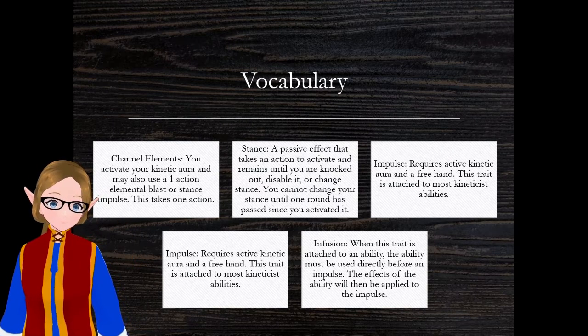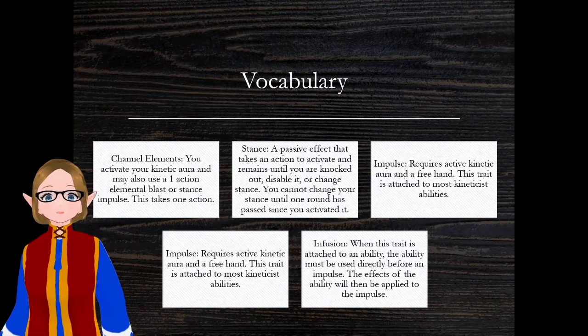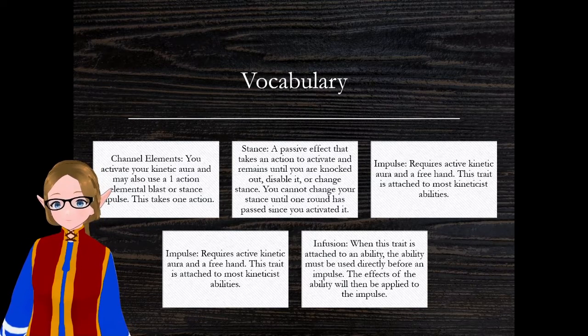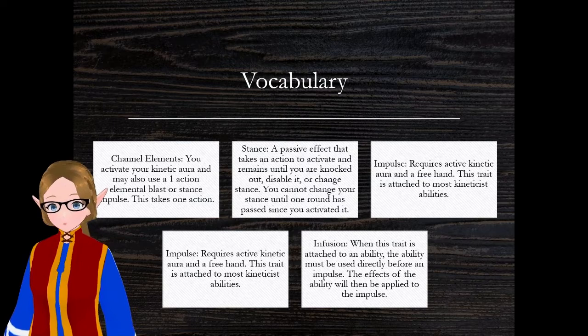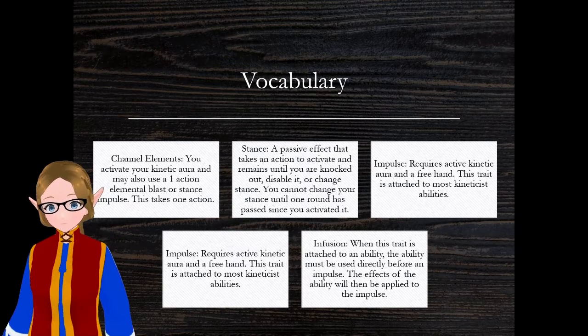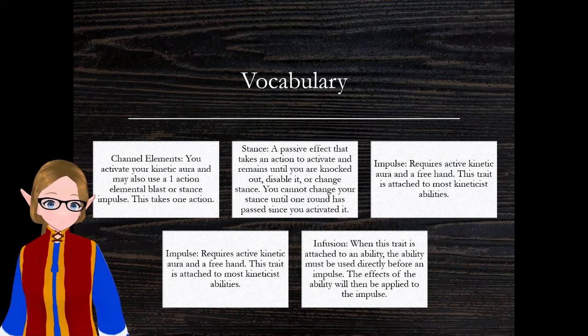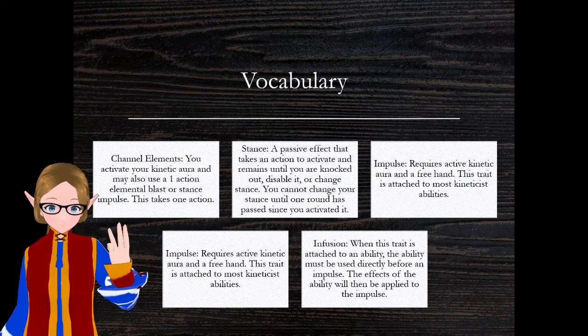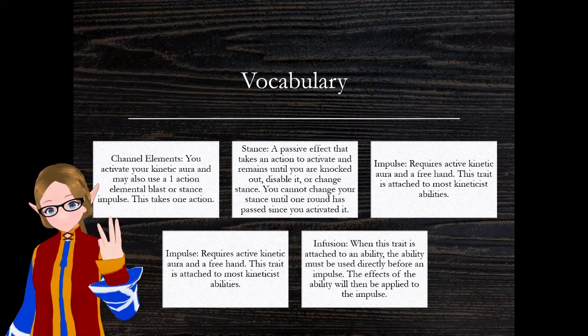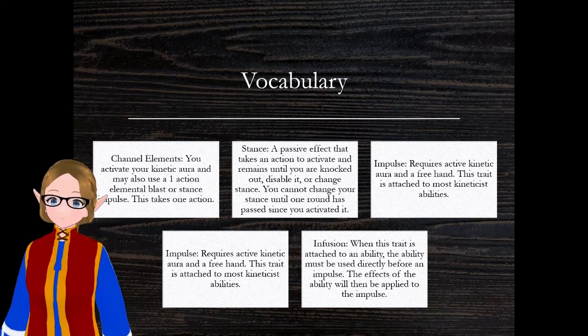A stance, since I mentioned that before, is a passive effect which takes an action to activate and remains until you are knocked out, disable it, or change stance. For one round after you activate a stance, you cannot change it. The third most important piece of vocabulary is impulse. It requires an active kinetic aura and a free hand. It's attached to most Kineticist abilities.